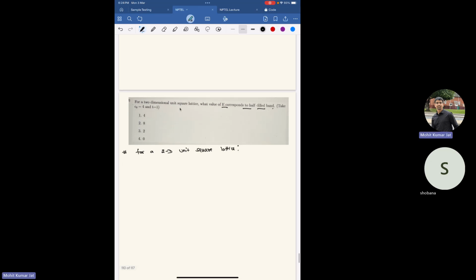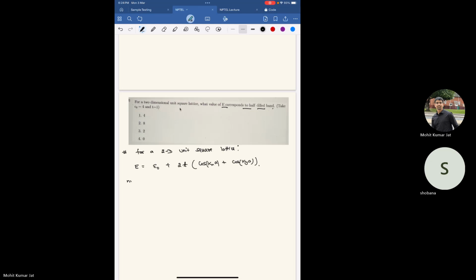Okay, so we know that the energy for the 2D unit square lattice from the class notes is E equals E0, no need of plus minus, I can put it like 2t cosine of kxa plus cosine of kya. If it is confined in the z direction and can move in the x and the y direction, then this is the expression of the energy.